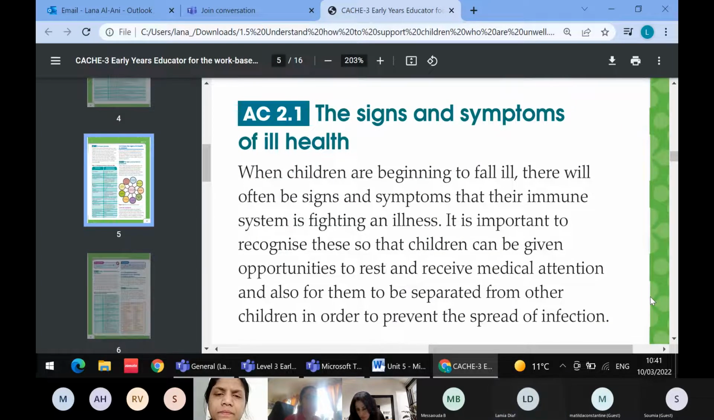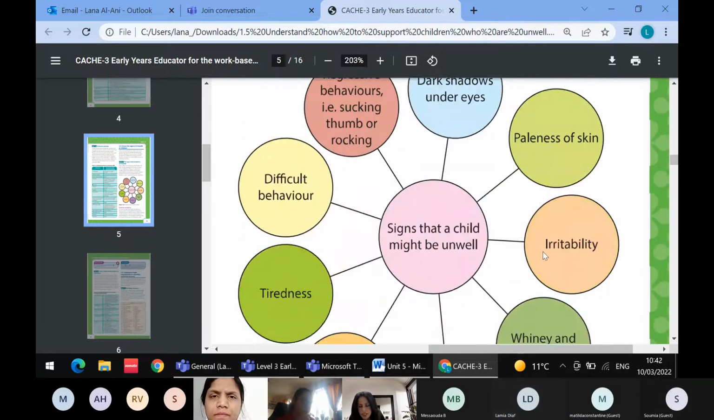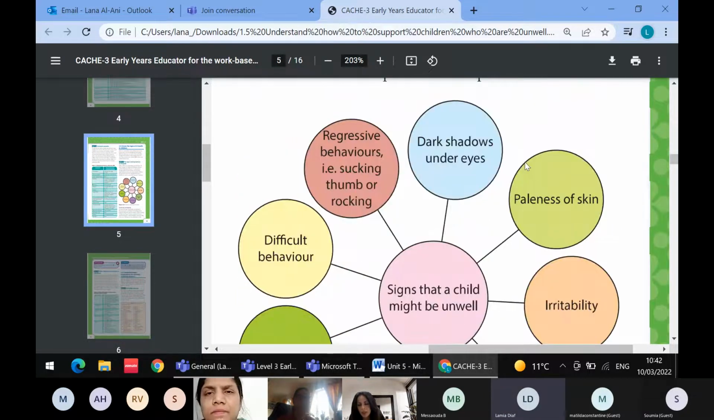The baby is feeling unwell more than usual. Exactly. So they will feel unwell. You can see these symptoms. They have either fever, diarrhea, some kind of symptoms. You can see they are crying a lot. Very good. So to answer this question, it says signs that a child might be unwell.